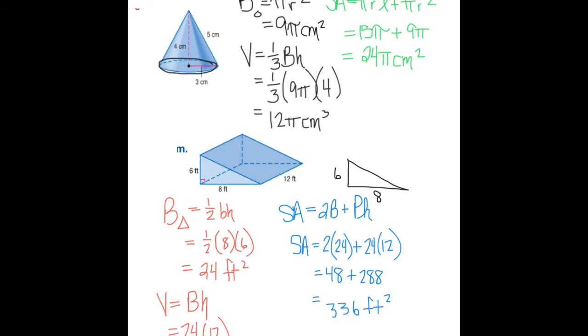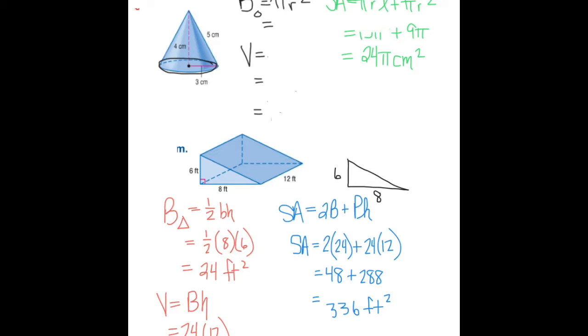So let's do some practice with those. So I'm going to erase this. I was just trying to get ahead. So the first one is asking us to find the volume and the surface area of a cone.